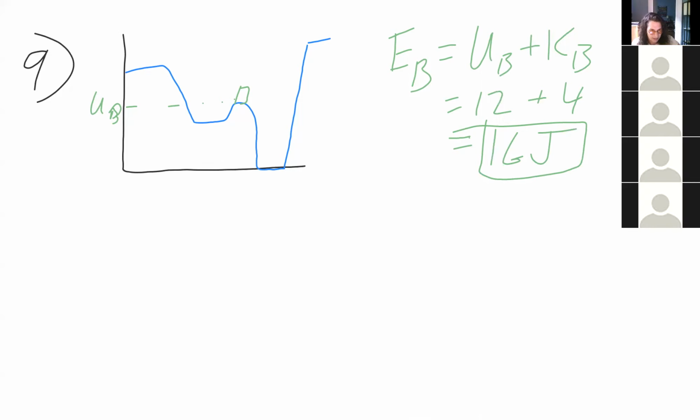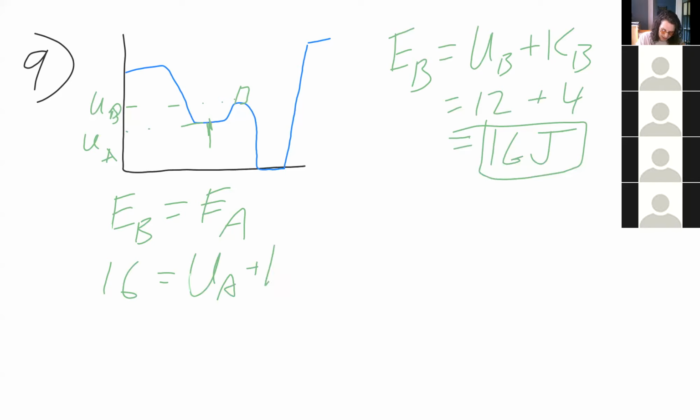For part A, they ask about the location x equals 3.5 meters, which happens to be at the energy level A. This is 3.5 right here, so that happens to be the energy level U sub A. And I know that my energy at A has to be equal to my energy at B. So conservation of energy: the energy at B is equal to the energy at A. We know my energy at B is 16. What's my energy at A? It'll be the U at A plus the K at A, potential plus kinetic.